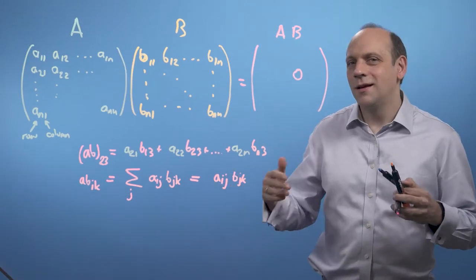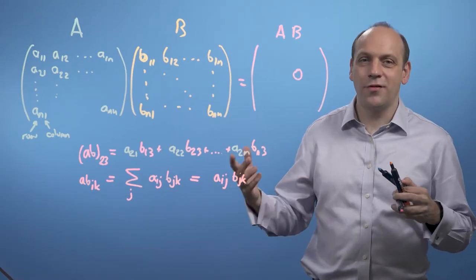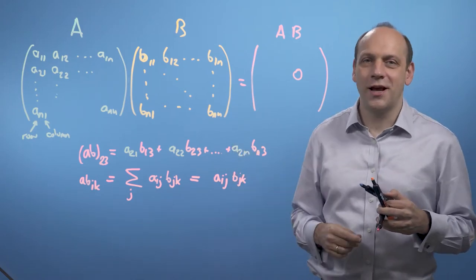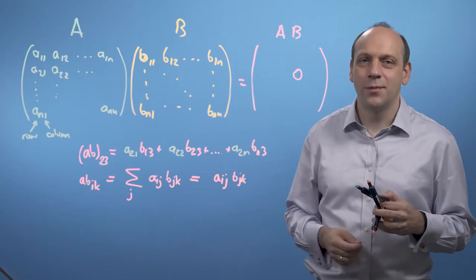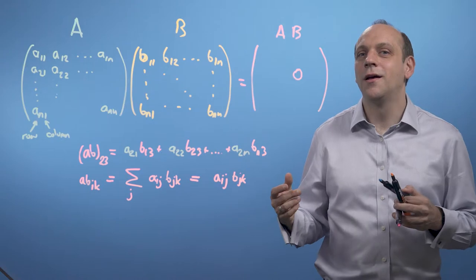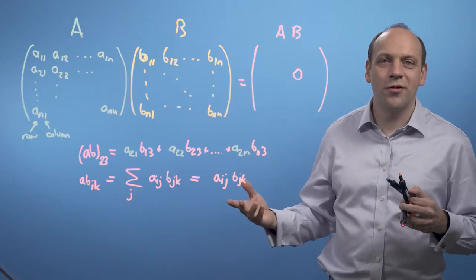Now this is quite nice. If you were coding, you just run three loops over i, j, and k, and then use an accumulator on the j's here to find the elements of the product matrix AB. So the summation convention gives you a quick way of coding up these sorts of operations.